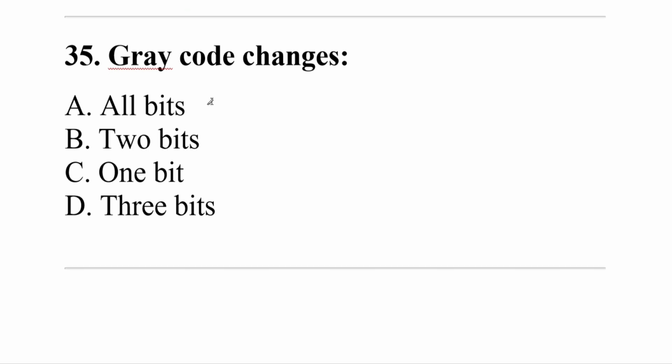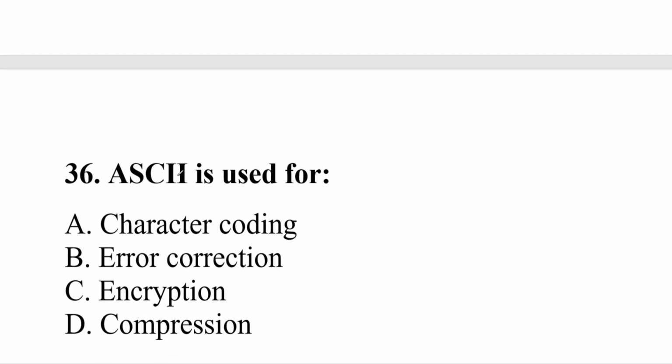Question number 35. Gray code changes: option A all bits, B 2 bits, C 1 bit, D 3 bits. And the correct answer is option number C, that is 1 bit. Only 1 bit changes between consecutive gray code values.